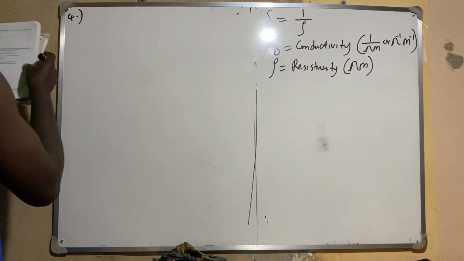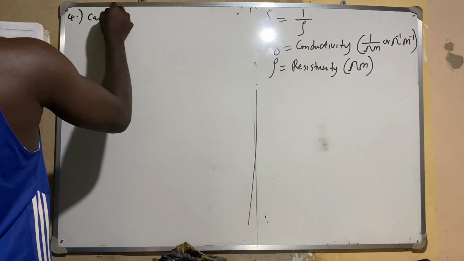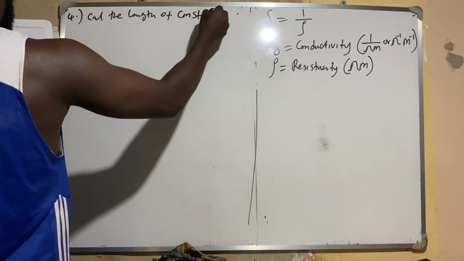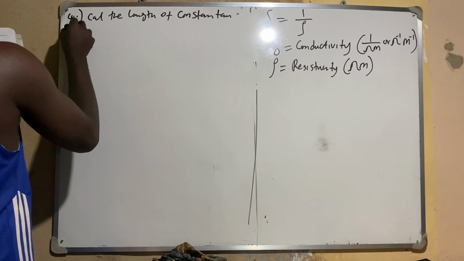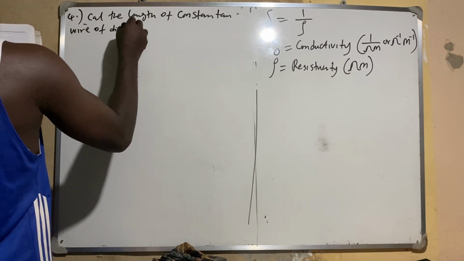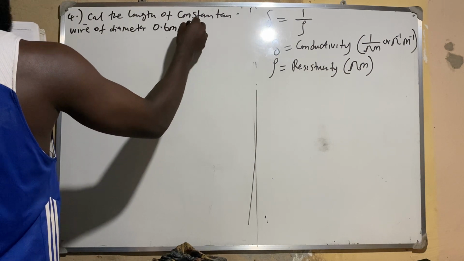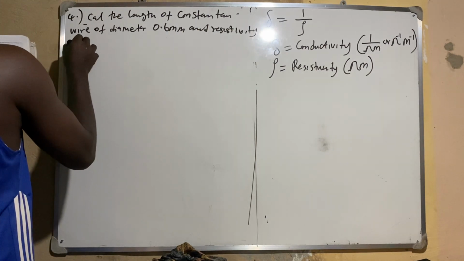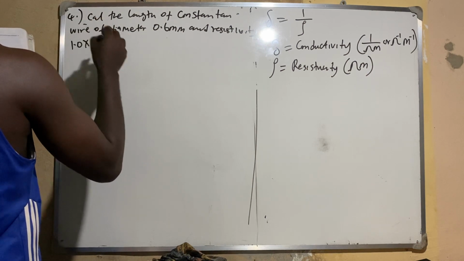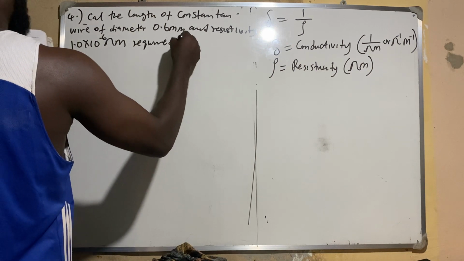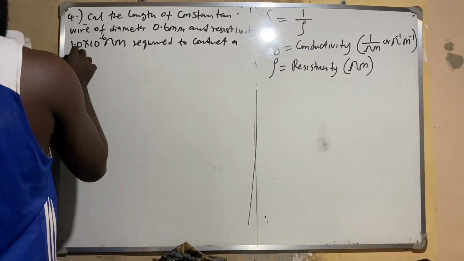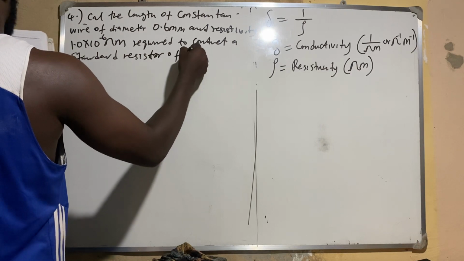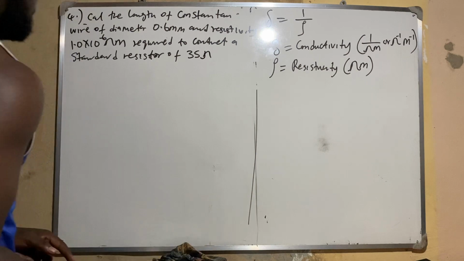Question number 4 said calculate the length of constantan wire of diameter 0.6 millimeter and resistivity 1.0 times 10 raised to the power minus 6 ohm meter required to conduct a standard resistor of 35 ohms. Okay, solution.